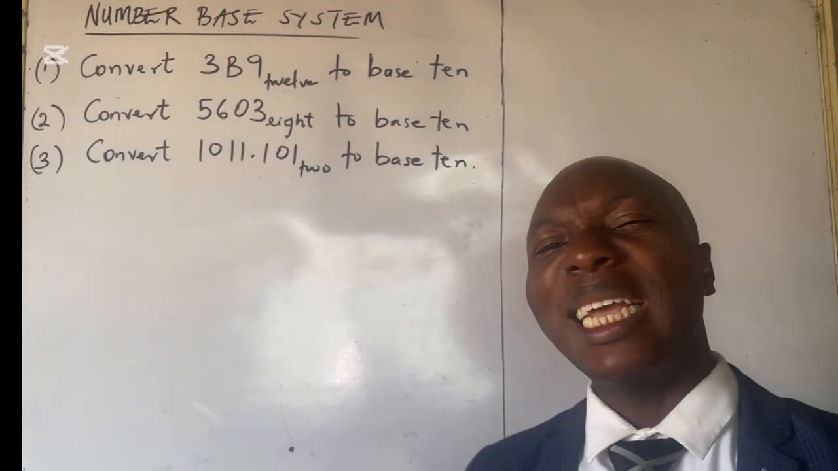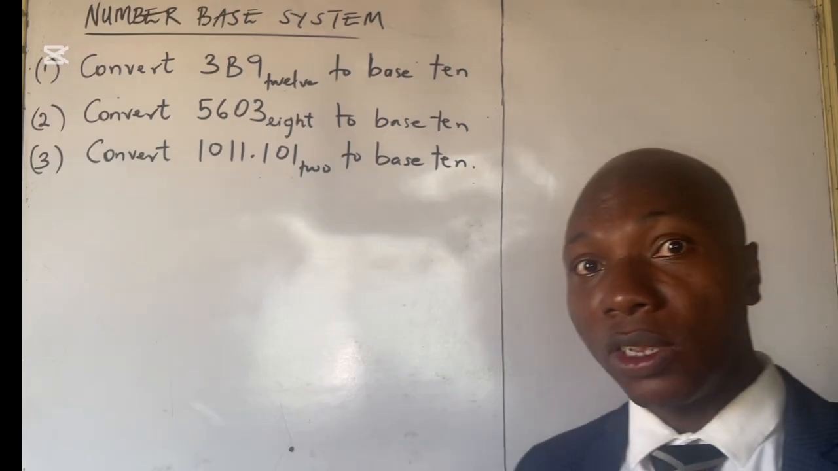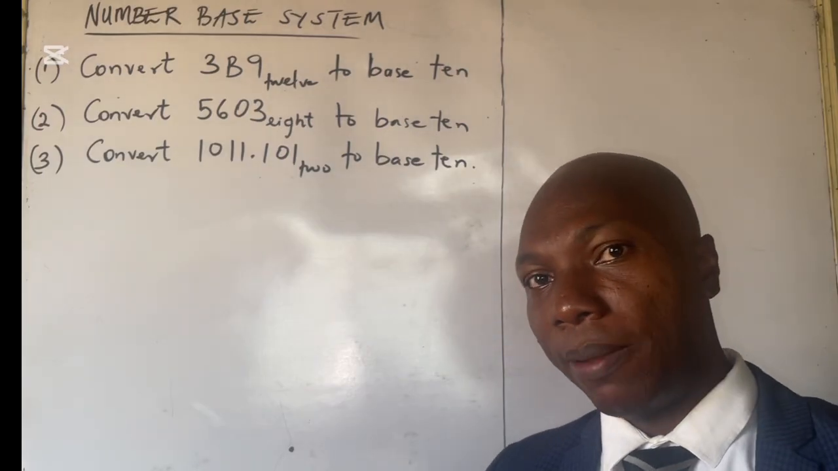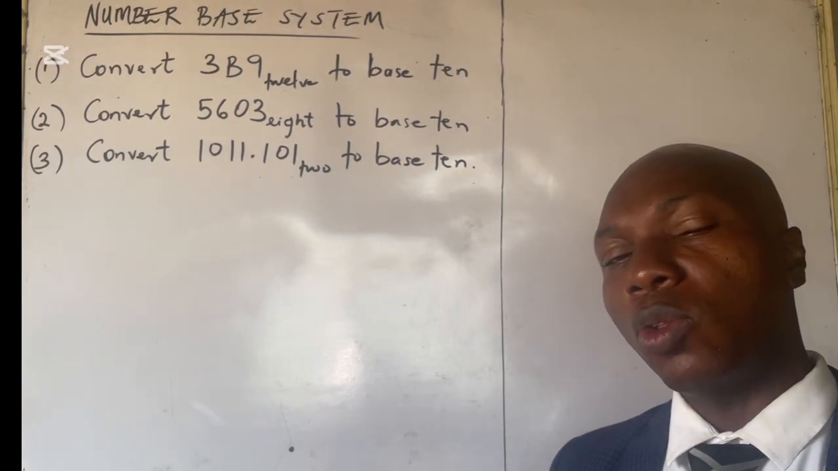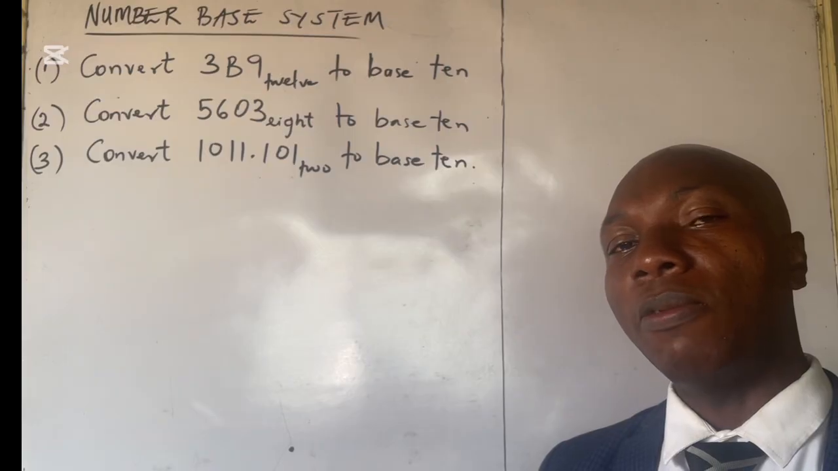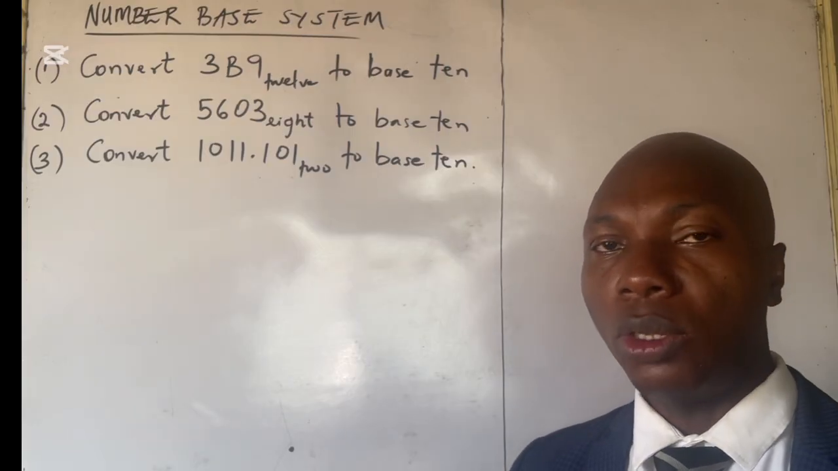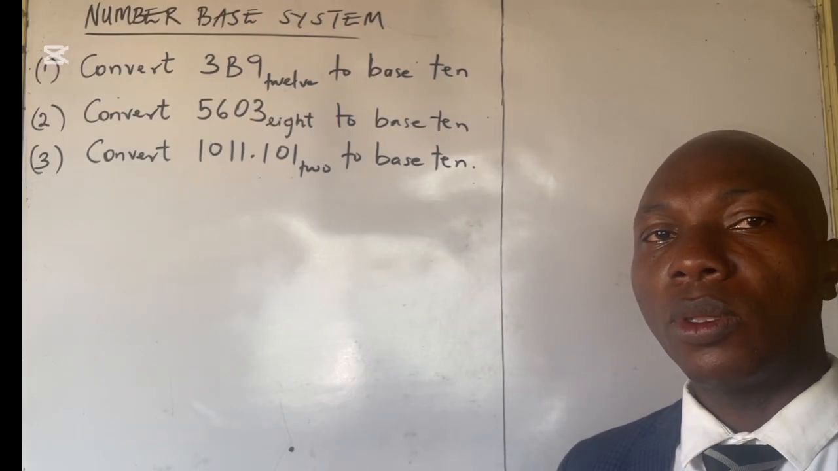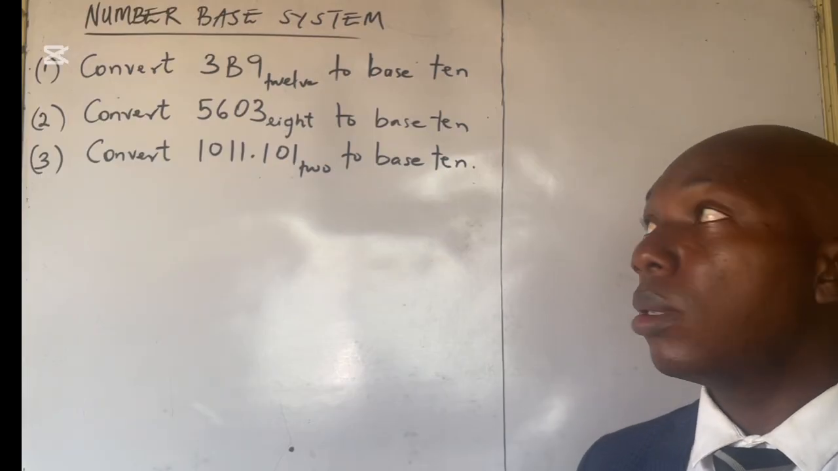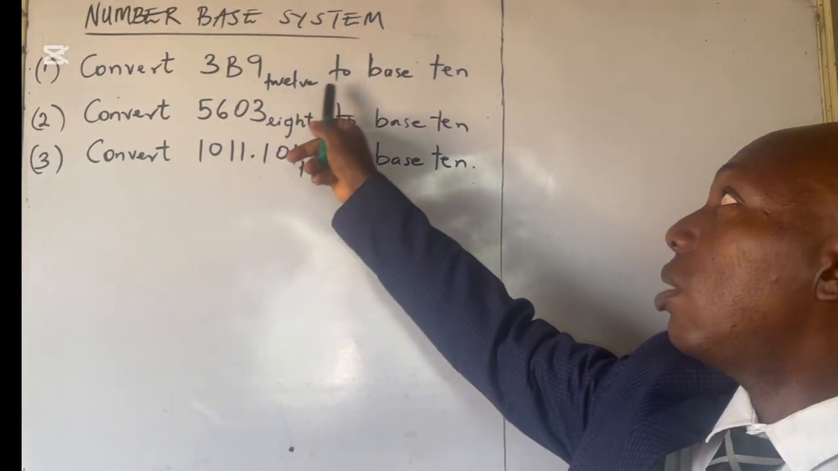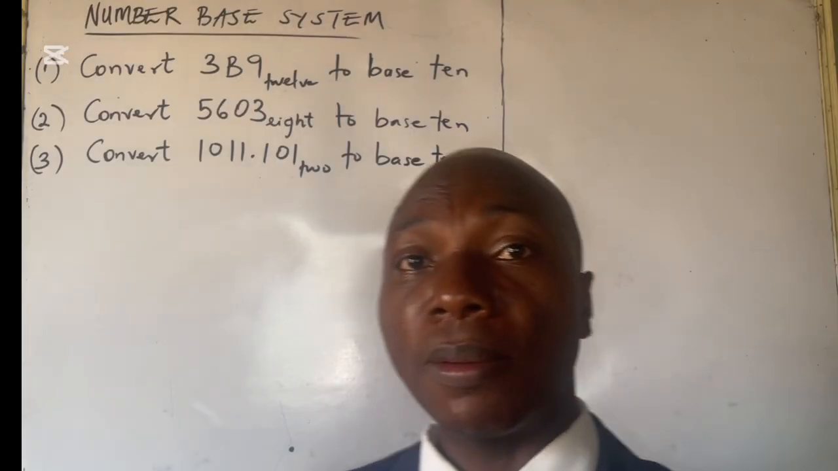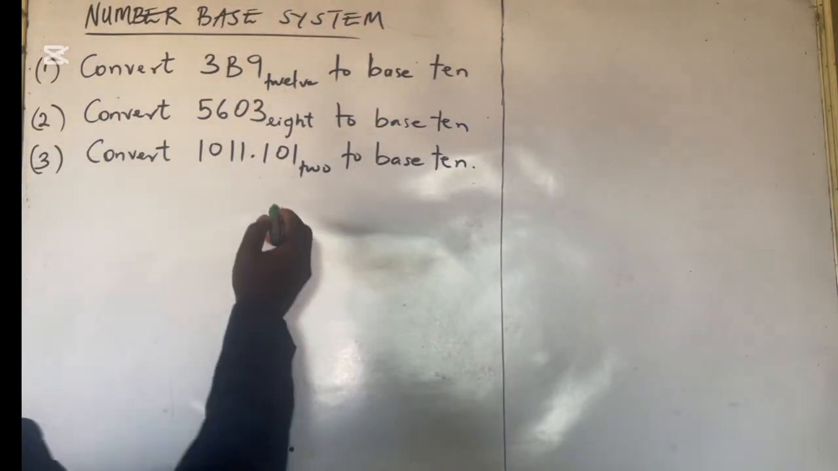For you to convert any number base to base 10, the first thing you have to do is to multiply. If it is the reverse, and you want to convert from base 10 to any other base, you will divide. So let's solve the problem on the board. Convert 3B9 base 12 to base 10. Solution.